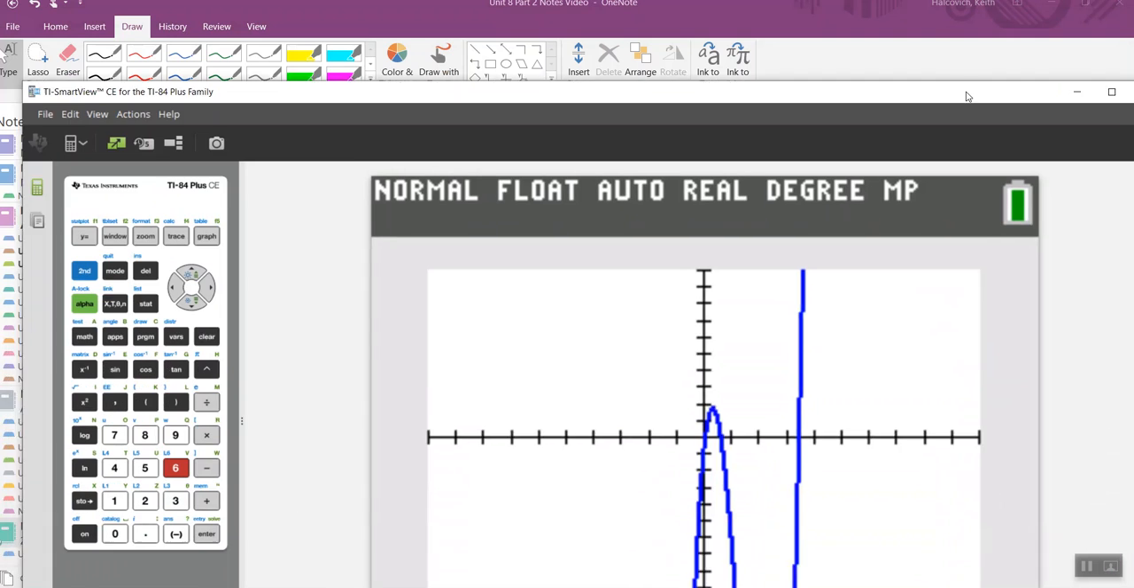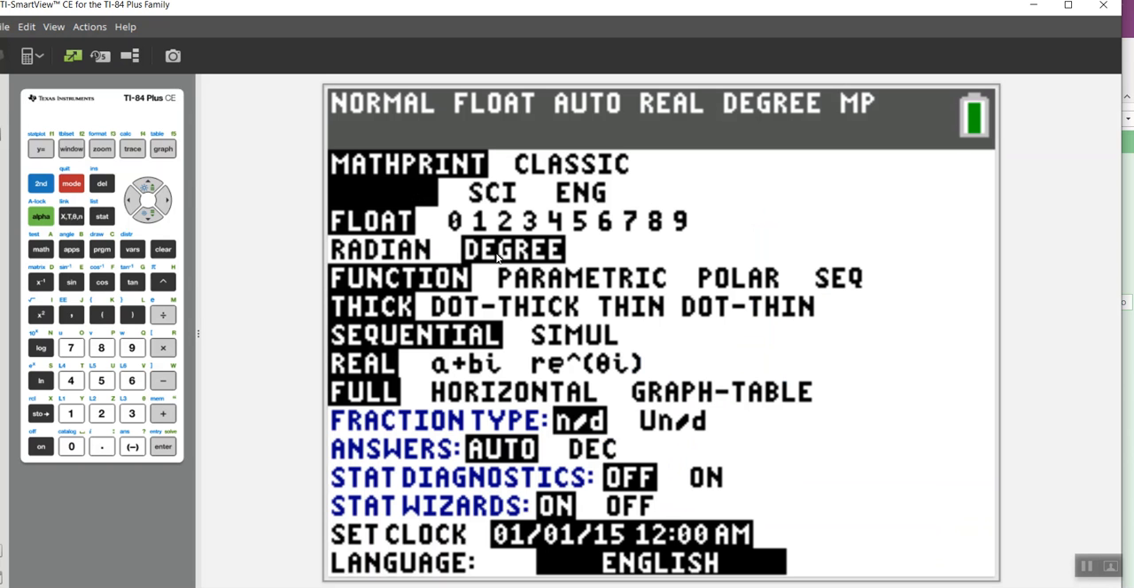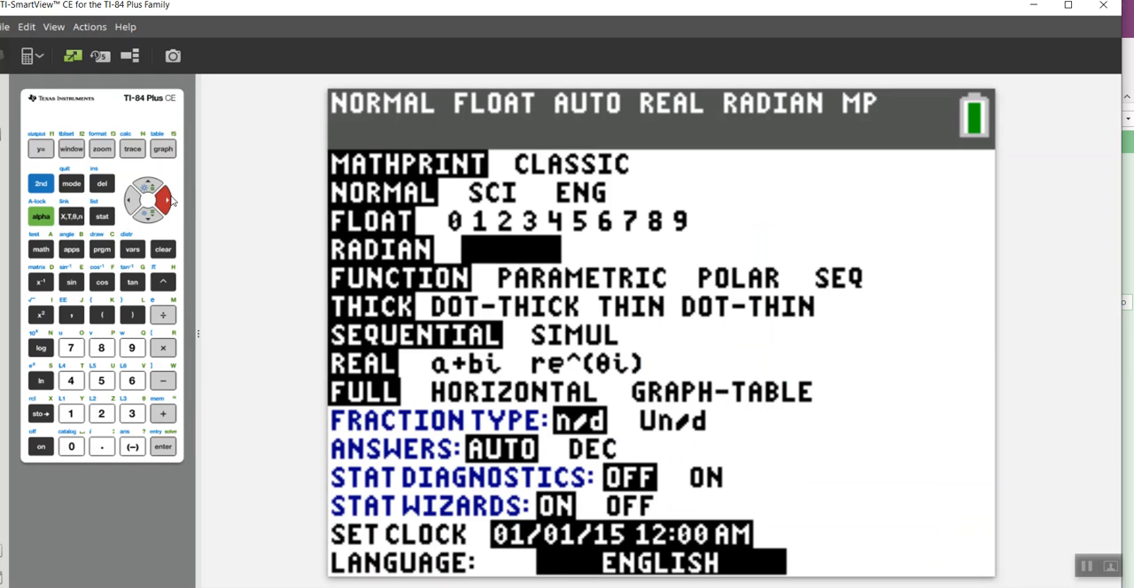If you want to change the mode, you see the calculator here, you just go to mode and then make sure in this line here, if you want to be in radians, you go to radians and hit enter. If you want to be in degrees, you click on degrees and hit enter. All right.